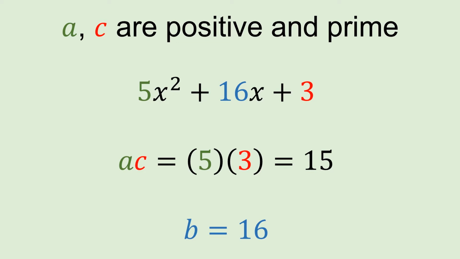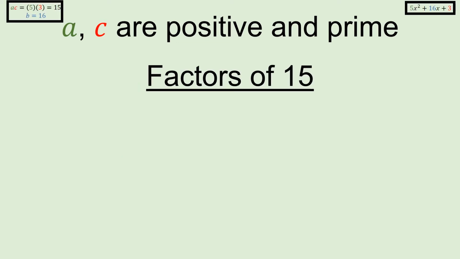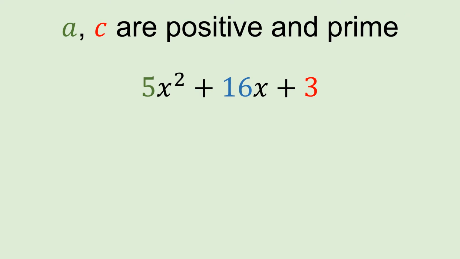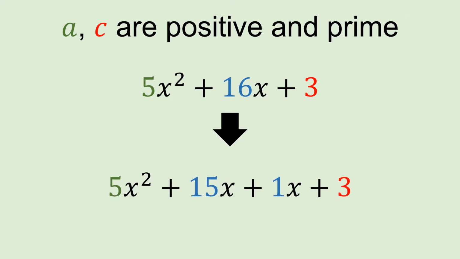Now we want to find our factors of 15. Well, 1 times 15 is a factor pair, and also I get 3 times 5. I really don't have any other options. This is the case because a and c are both prime. Looking at the sum of the factors, we see that 1 plus 15 equals 16, which is our value of b. And so we found our factors that we want to use to split bx. This allows us to rewrite 16x as 15x plus 1x.